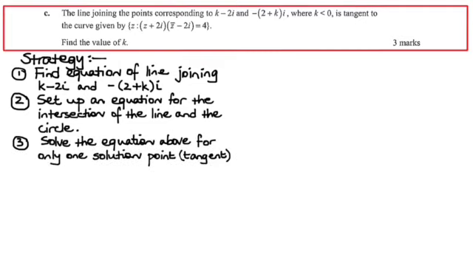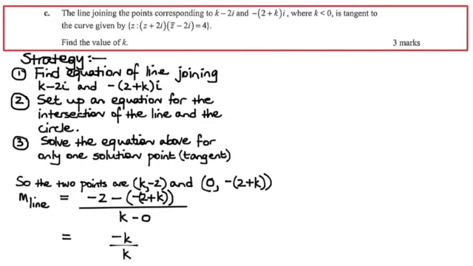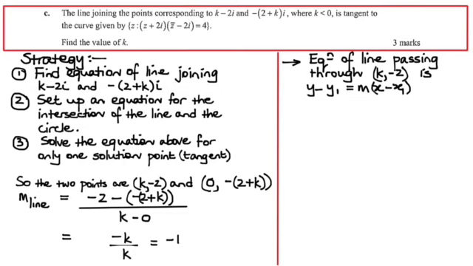And then we'll solve the equation for only one solution point using the discriminant equals 0, okay, for a tangent. So once we've got a game plan, it's not half as bad. So there's the 2 points. Let's work out the gradient of them. So it's going to be y2 minus y1 over x2 minus x1, which all comes out to be, my goodness, minus 1. How interesting.